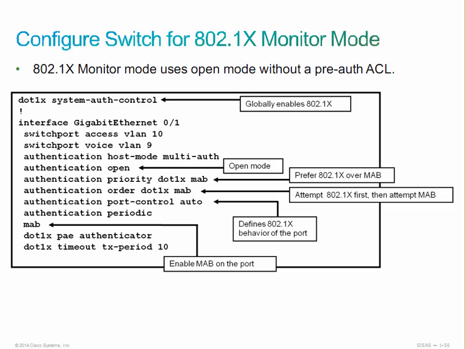All right, then we go into the interface. In this particular case, the interface is in Access VLAN 10, Voice VLAN 9, not really related to .1x, but we are doing multi-authentication. Host mode is multi-auth. And if you recall, that multi-authentication allowed us to authenticate the phone and the PC. And we're doing authentication open in this case.